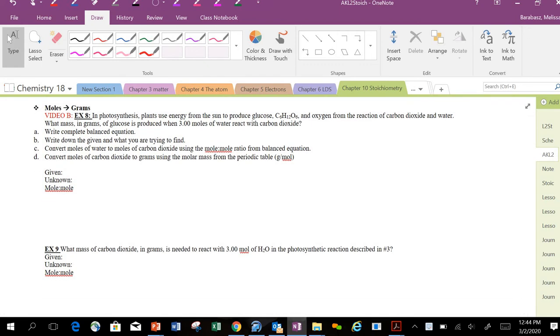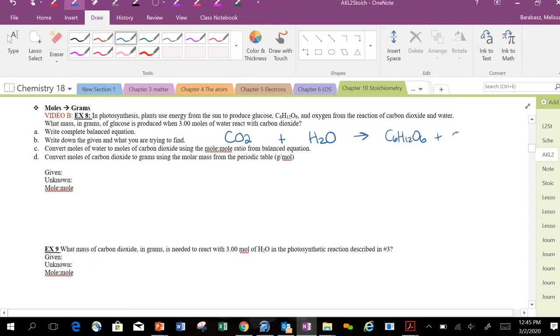So in this problem, it says we have photosynthesis, which produces glucose and oxygen from carbon dioxide and water. So we know that the reaction was CO2, because carbon dioxide and water make glucose and oxygen. Plants take in carbon dioxide and water, and they give off glucose and oxygen. So we're going to balance. We're going to do 6's in front of these, and then we have our balanced reaction.